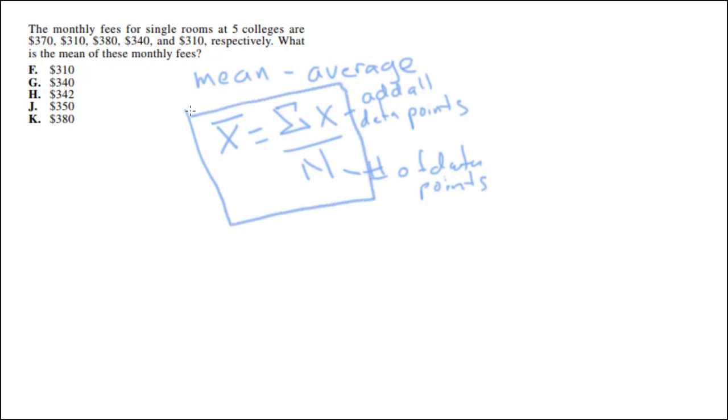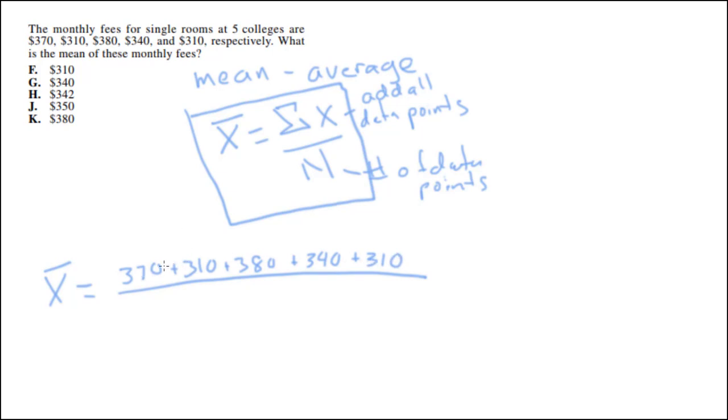All right, so let's go ahead and plug in and figure this problem out. So we know the mean, also X bar, is equal to, get ourselves a pretty good line here because we're going to add a few things together, 370 plus 310 plus 380 plus 340 plus 310. And this is the summation of all of our data points. And then for our denominator, we're going to need to know how many data points we have. Well, it looks like we have 1, 2, 3, 4, and 5. So N is just going to be 5.